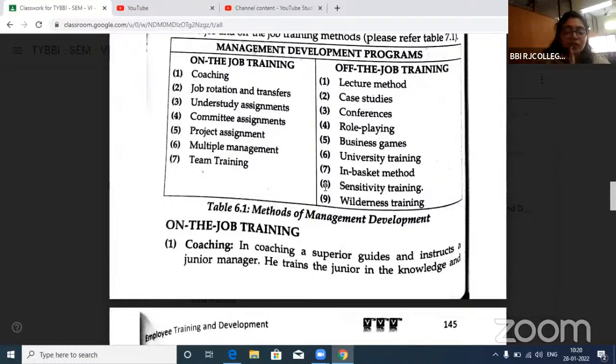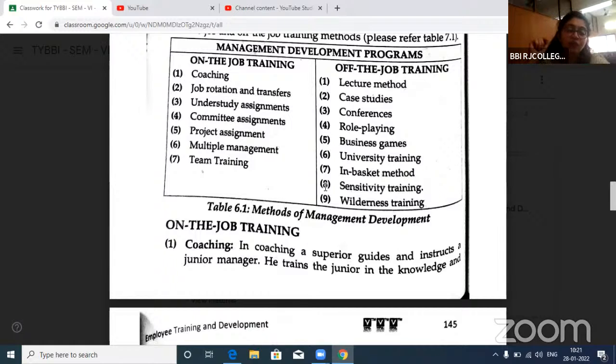Now, what do you mean by lecture method? Lecture means, suppose somebody comes from outside and makes you understand how to do work. Not hands-on training, not practical experience, but only somebody speaking and you are listening. So that is the lecture method. Next, case study. Suppose I have given you one case, you need to solve it.